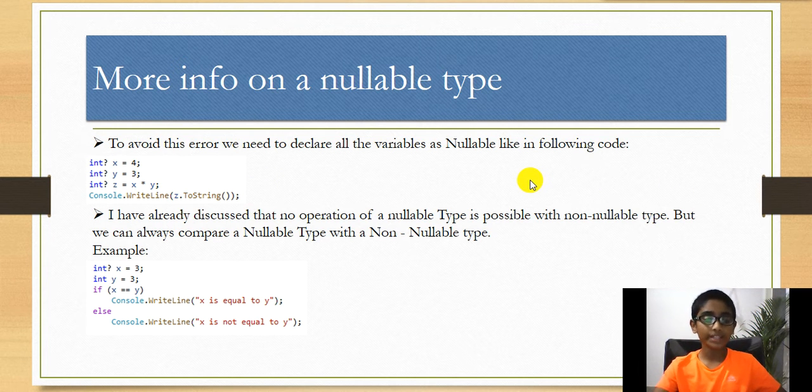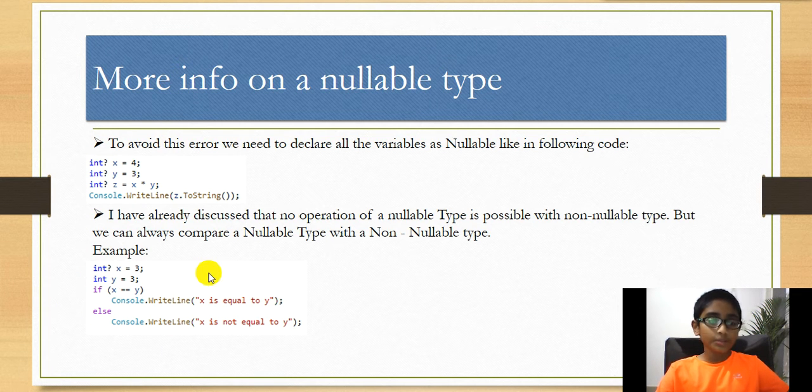But we can always compare a nullable type with a non-nullable type. So let's understand this with an example. Here I'm declaring a nullable integer variable x and assigning that the value of 3. After that, I'm declaring another integer variable that is non-nullable, y, and assigning that also the value of 3.